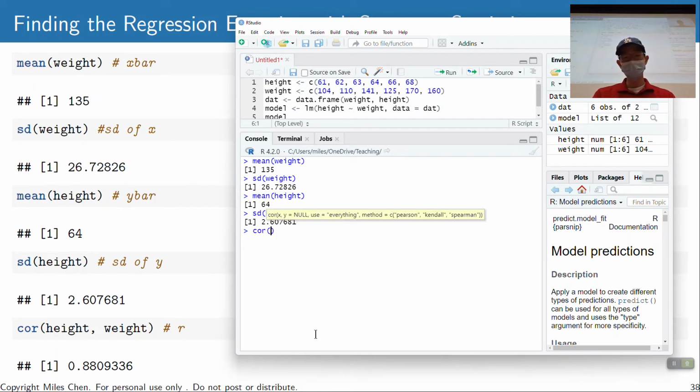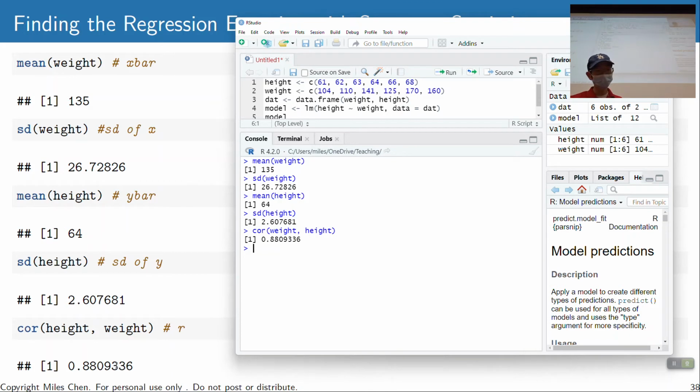2.607. And what's the correlation between weight and height? Or height and weight? The order doesn't matter. Here I did height comma weight, and we got 0.88. Here I did weight comma height, and I get 0.88. So these are the 5 numbers that you need to do to get this.